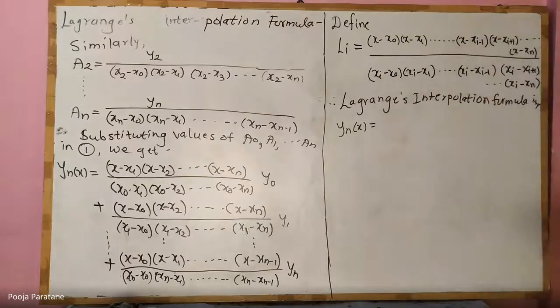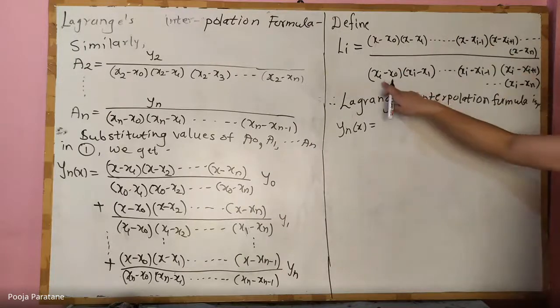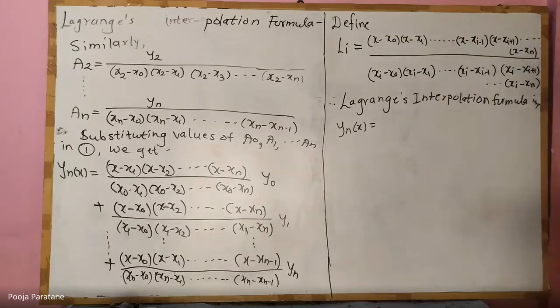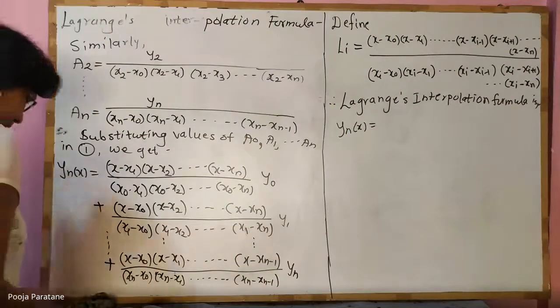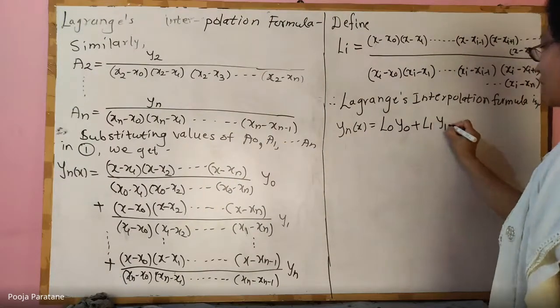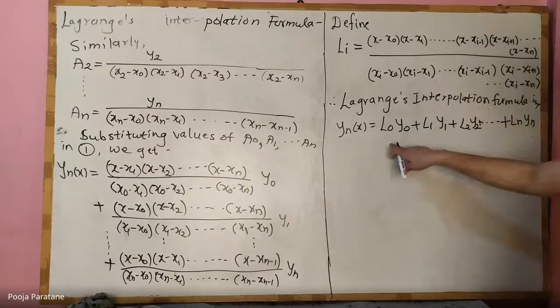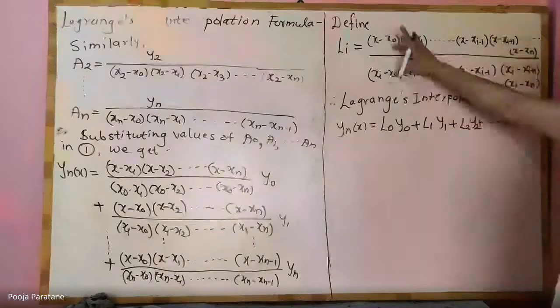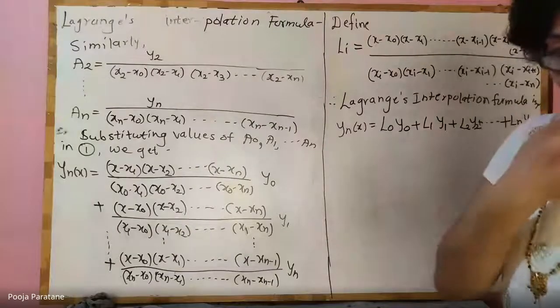When I write L0, this x minus x0 will not be there, obviously. So you have to change this accordingly. So here it is L0 Y0 plus L1 Y1 plus L2 Y2 up to Ln Yn. And where Li is this, that is, L0 is what? Starting from x minus x0, obviously x minus x0 and these two terms will not be there that time. So that you have to write. So this is your Lagrange's interpolation formula. In this way you can remember it. So let us solve an example on this.